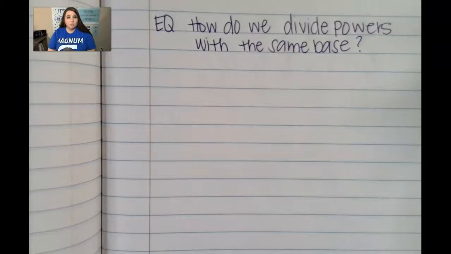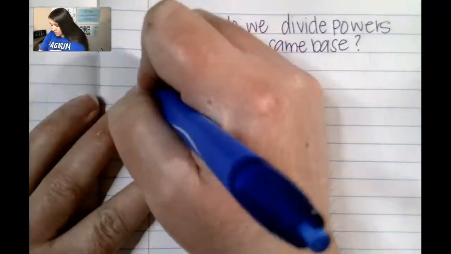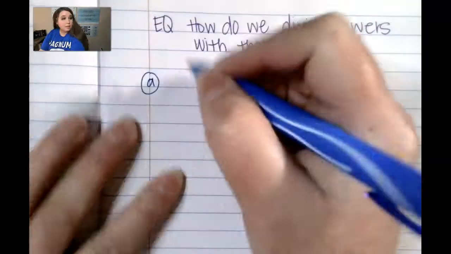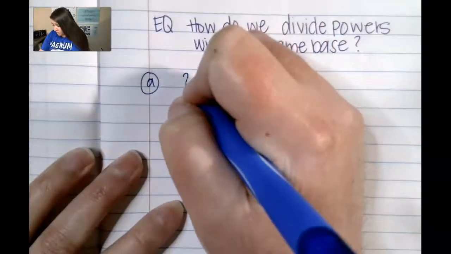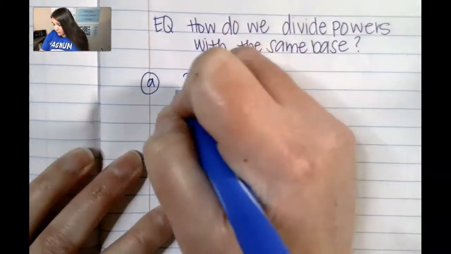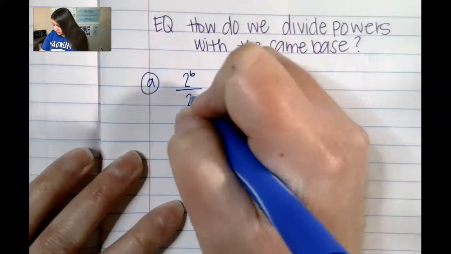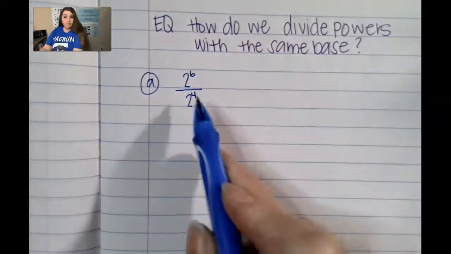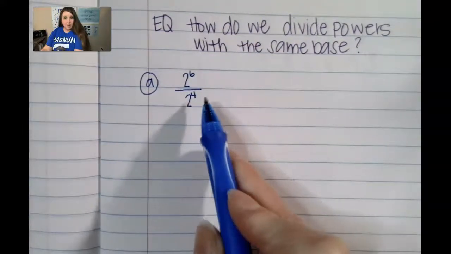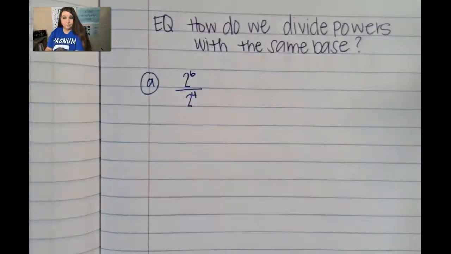So finding the quotient. The math rule we're using today is called the quotient of powers property. But first, before we talk about what the words are with that property, we're just going to start looking at some examples. We will have some problems, and they look like this. So we have 2 to the 6th divided by 2 to the 4th.